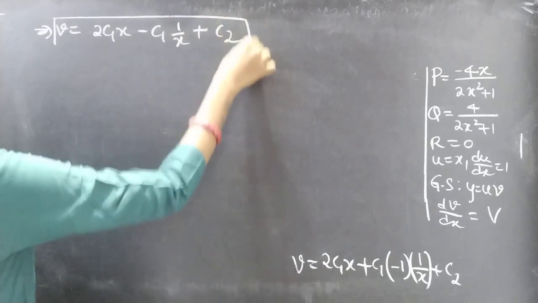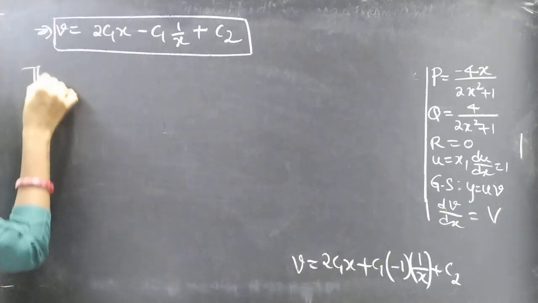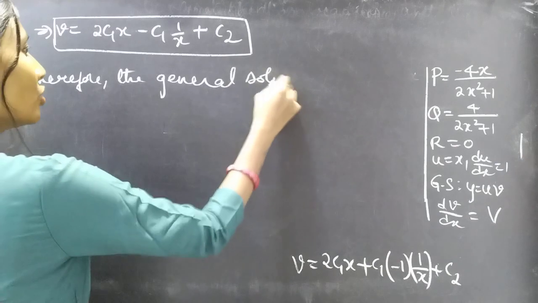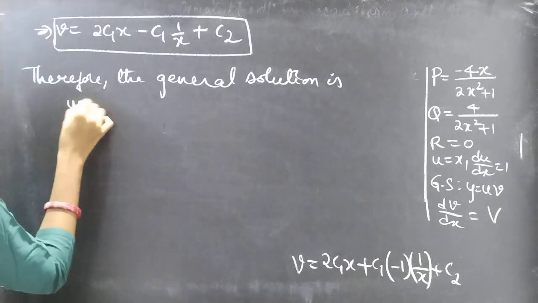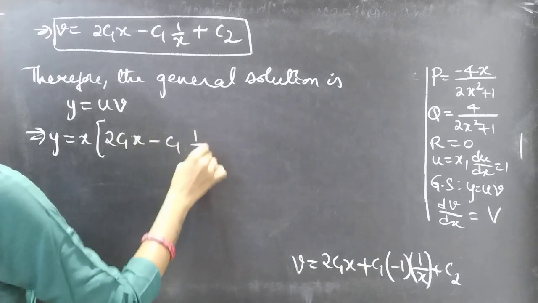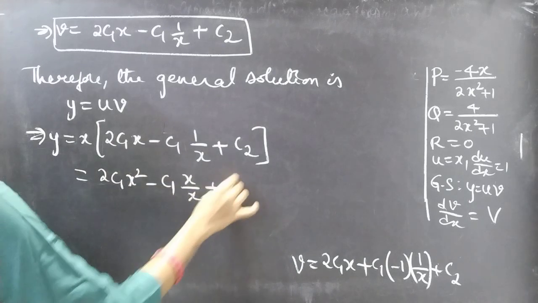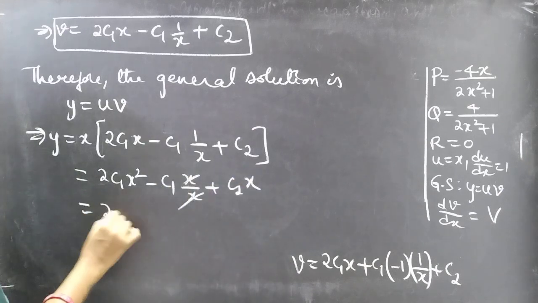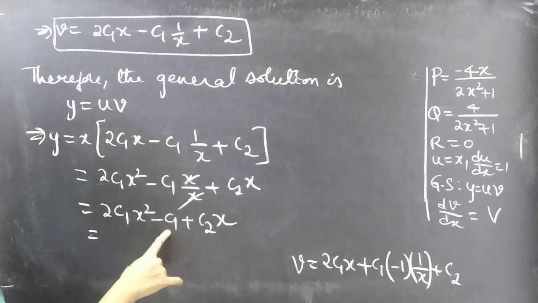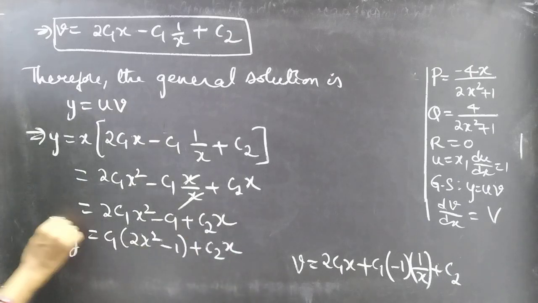So we got v, and already we have u which is equal to x. So let's write the general solution using y equals uv. Therefore, the general solution is given by y equals u into v. Then y equals x into v, which is 2c1x minus c1 into 1 by x plus c2, right? Which equals 2c1x square minus c1 into x by x plus c2x. X gets cancelled from the second term. We'll get 2c1x square minus c1 into 1 plus c2x. Or just take c1 common from the first two terms, we'll get c1 times 2x square minus 1 plus c2x, which is the required solution.